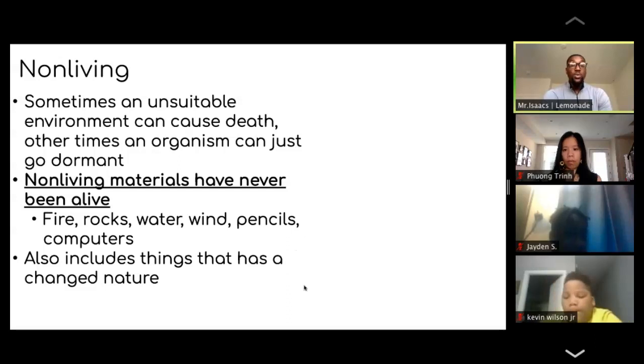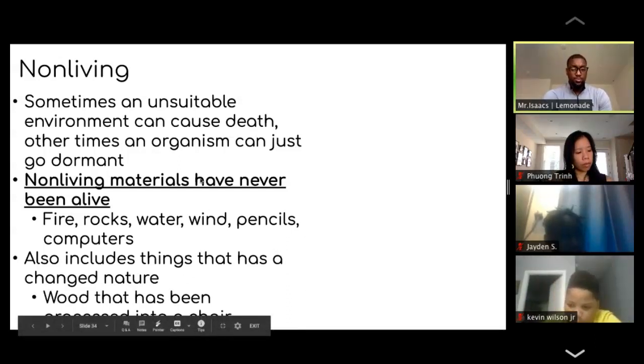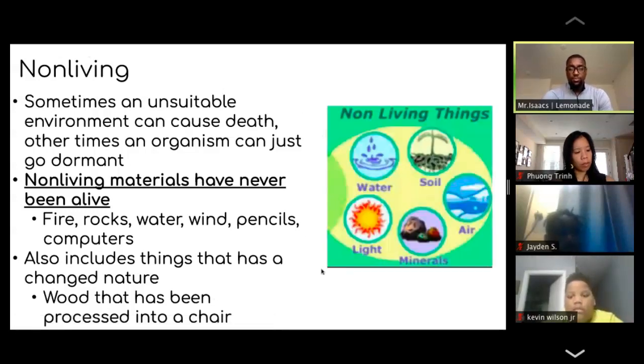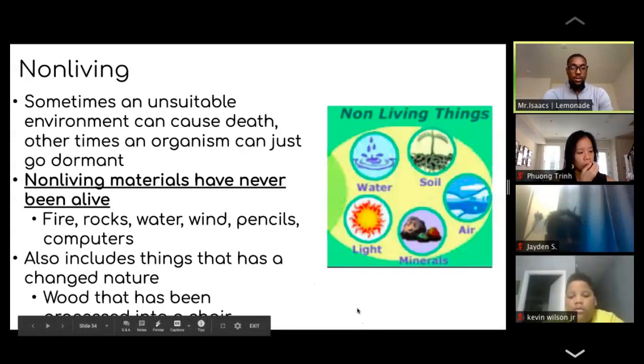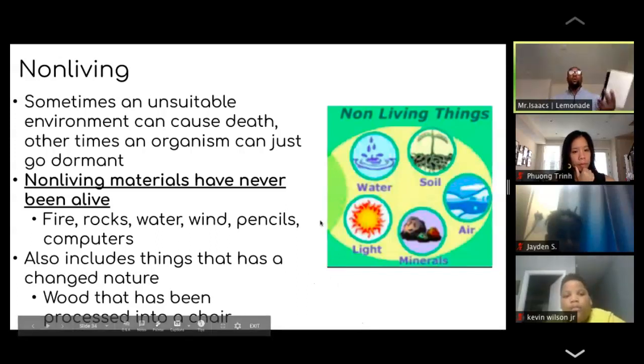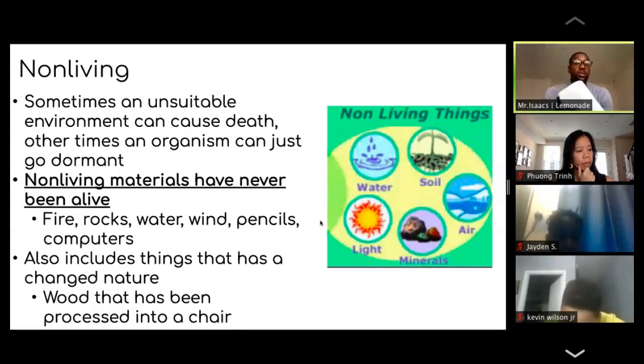So also it includes things that have a change in nature. So again, if you're a tree and you go from being a tree to being shaved down and pressed and processed into a chair, even though the tree was once living, the chair has a change in nature. So that is now considered a non-living thing because the chair itself never lived, but the tree did live.